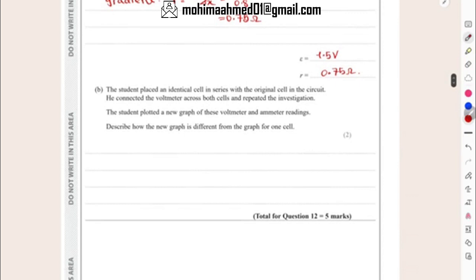Moving on to part B, the student placed an identical cell. Remember, this is a cell, not a resistor. So you're placing an identical cell in series with the original cell in the circuit. He connected the voltmeter across both cells now and repeated this experiment again. The student plotted a new graph of these voltmeter and ammeter readings. Describe how the new graph is different from the graph of one cell.